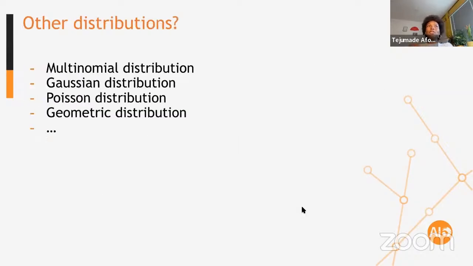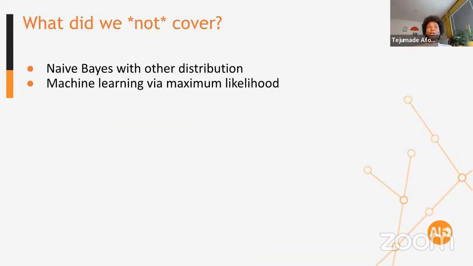You can also use other distributions to model this. We've used Bernoulli, but you can use a multinomial distribution if you have more than two values, so if it's no longer true or false, and each of your features can take on multiple categories. If each of your features is numerical and continuous in nature, then you cannot use Bernoulli anymore. You would want to use something like a Gaussian and so on. We didn't cover this in this lecture, and we also did not cover machine learning via maximum likelihood.